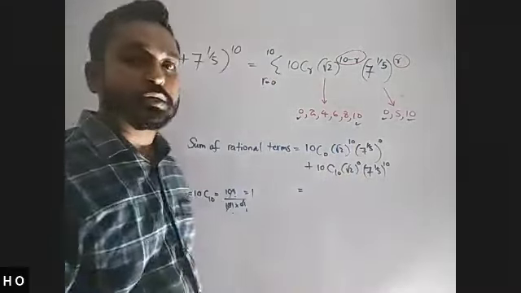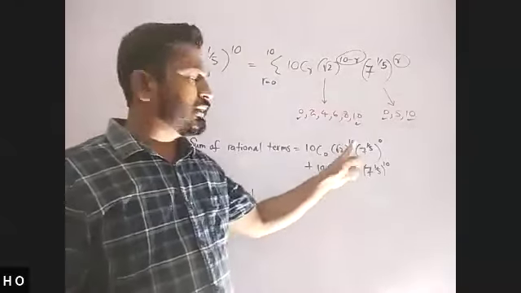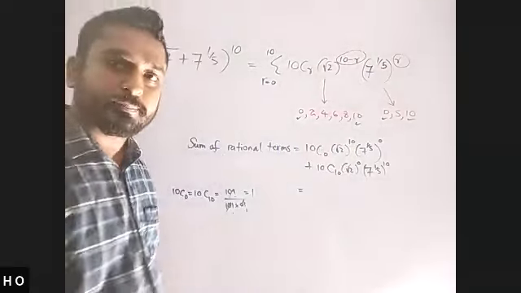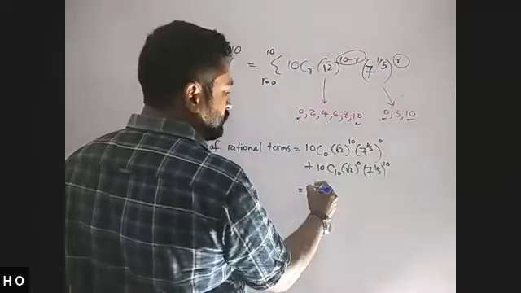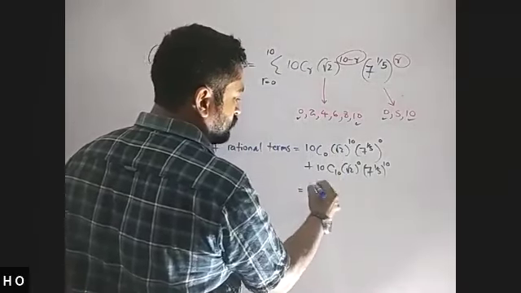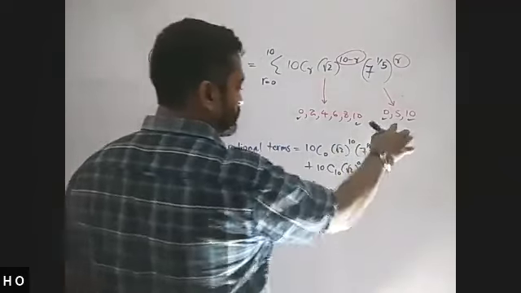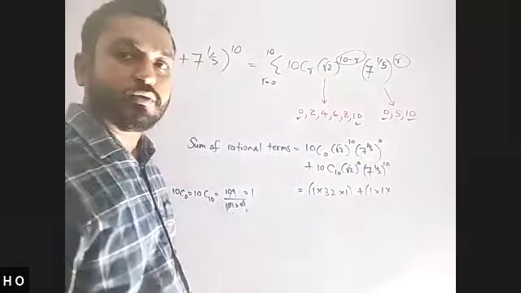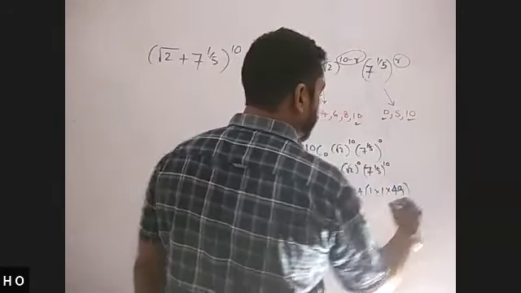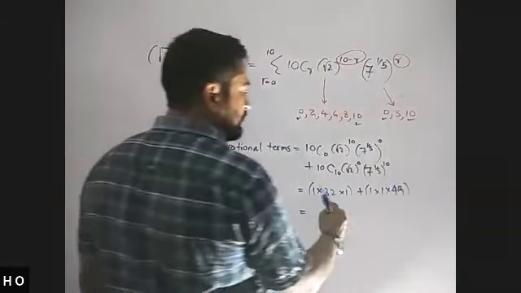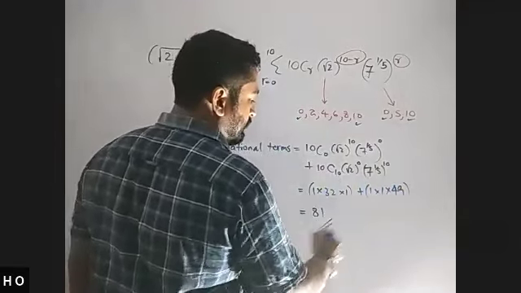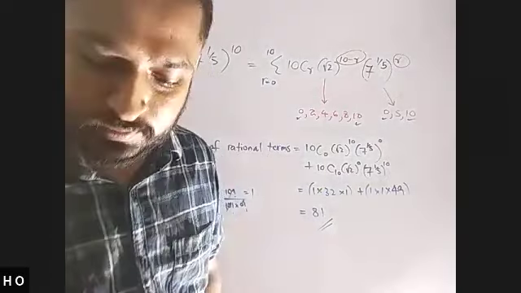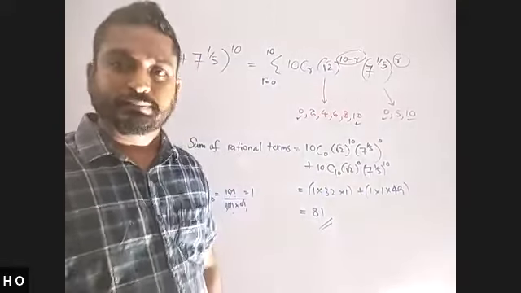Root 2 to the power 10 is 2 to the power 5. Why? Root 2 is 2 to the power half. Half into 10 is 5. So it is going to be 32. So this is 1 into 32 into 1, since anything to the power 0 is 1. Plus 1 into 1 into 7 to the power 1 by 5 into 10. 10 over 5 is 2. This is going to be 49. So the sum of rational terms is 32 plus 49, which is going to be 81. Is that clear?